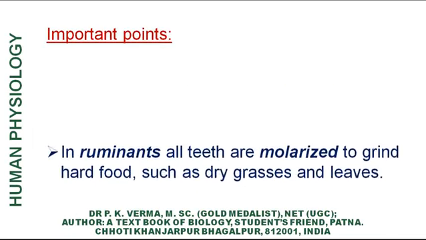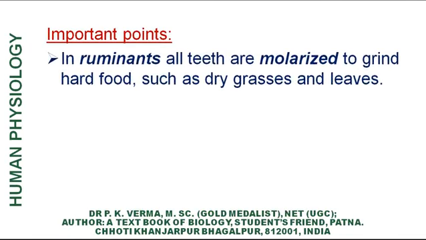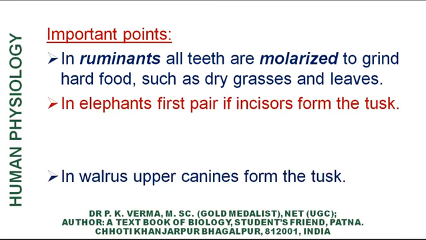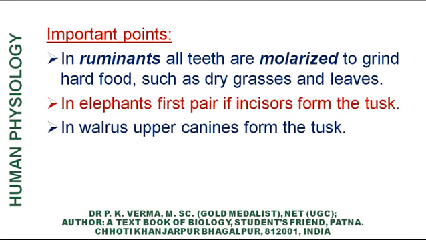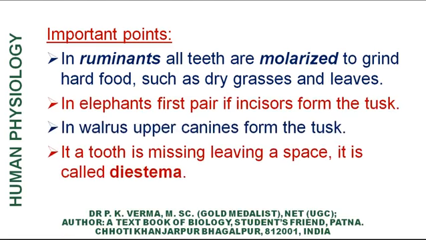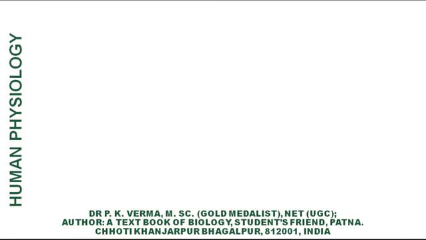Now there are some important points to be remembered. In ruminants, all teeth are molarized to grind hard food such as dry grasses and leaves. In elephant, the first pair of upper incisors form the tusk. In walrus, upper canines form the tusk. If a tooth is missing, leaving a space, it is called diastema.